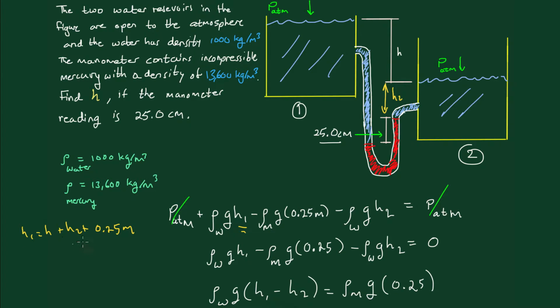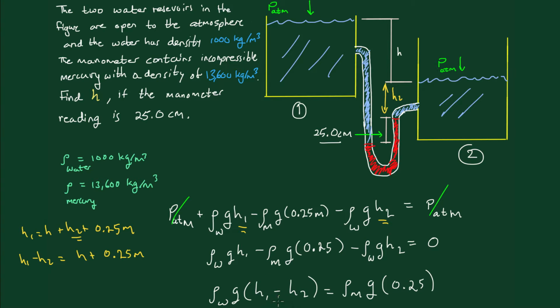Okay, so this H2 here is the same as this H2 over here. And so H2, remember, is just the distance from this point of contact to this point here, which is the same as the water level height for the second reservoir. Now, down here, we have rho W times G times (H1 minus H2). Now, H1 minus H2 is just this value here minus H2. So that means H1 minus H2 is just H plus 0.25 meters. Okay, so that's the value that we should have here.